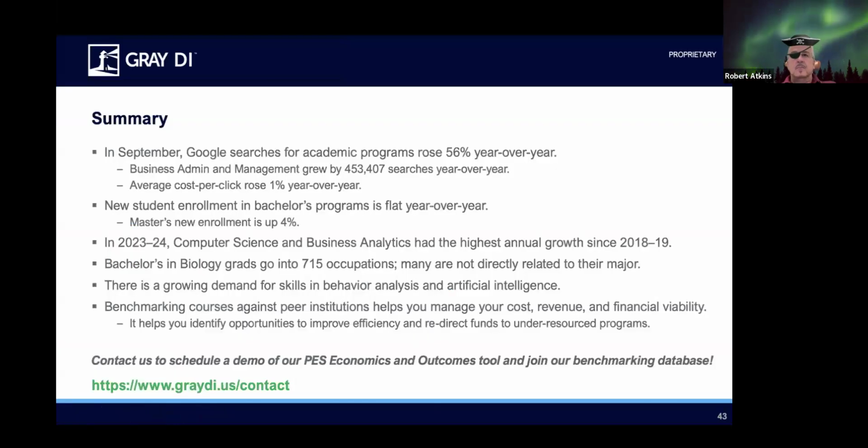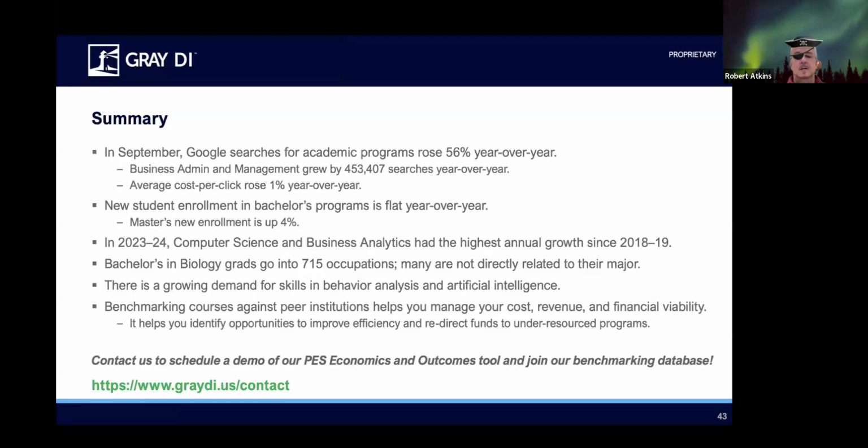So let me summarize for you. In September, Google searches for academic programs rose 56% year over year. That bodes extremely well for the future. And our cost per click, for those of you who are marketing using Google, only rose 1%. So that's under control right now. New student enrollment in bachelor's programs is flat, but master's is up 4%. And by the way, flat is good compared to where we were just a year or two ago. In 2023-24, computer science and business analytics had the highest annual growth since 2018-19. So very substantial growth in those programs over the last 5 years.